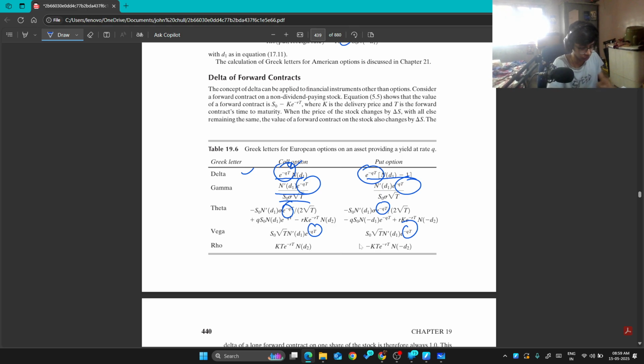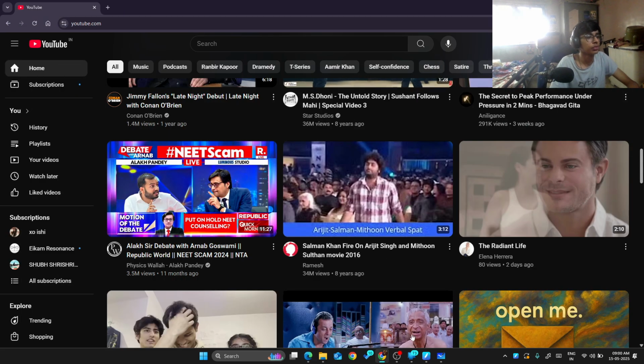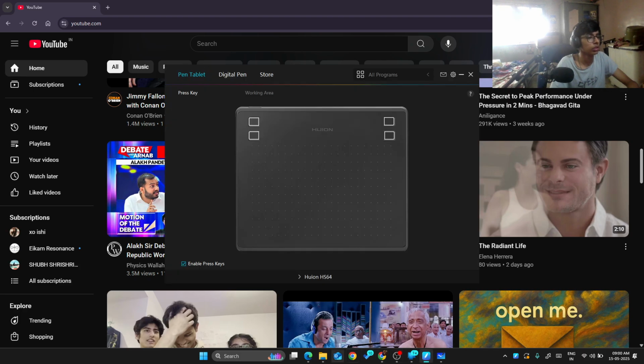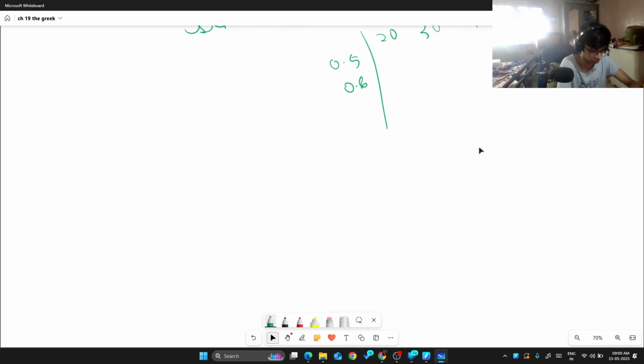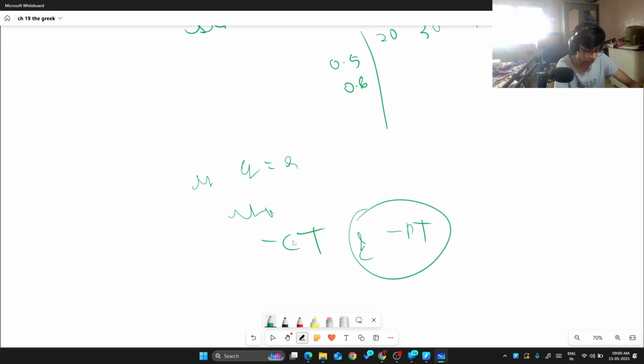Forward contract. Okay. The rho of a forward contract is, where Q equals R, the rho of a forward contract is minus CT and minus PT, for European futures. Okay, and we discussed rho of the foreign rate, right?